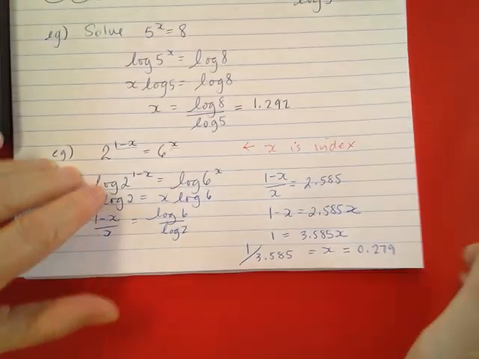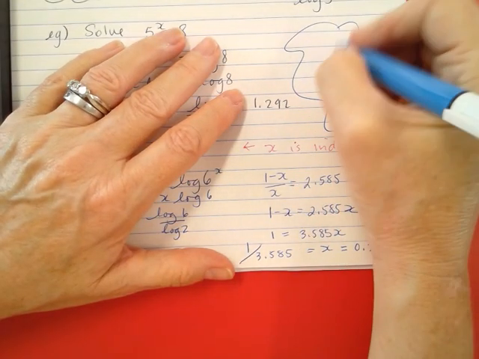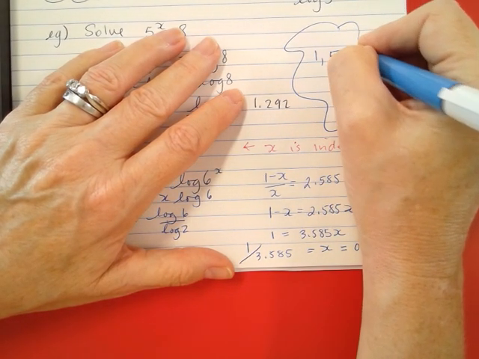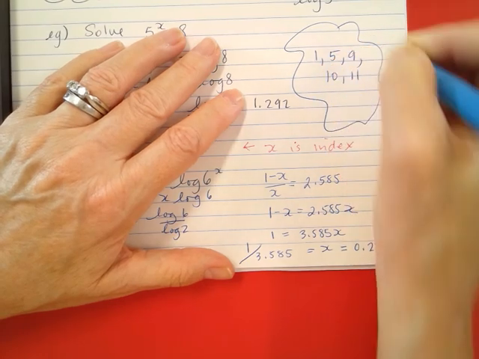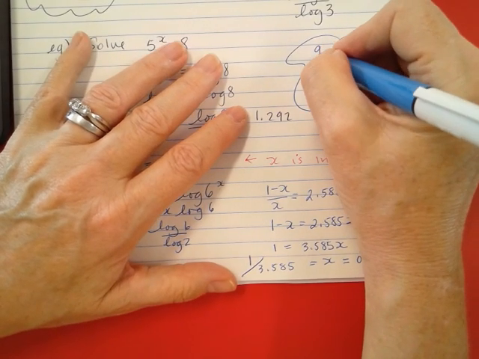The questions that we're going to do when you come to class are 1, 5, 9, 10, and 11. And that is out of 9.5.